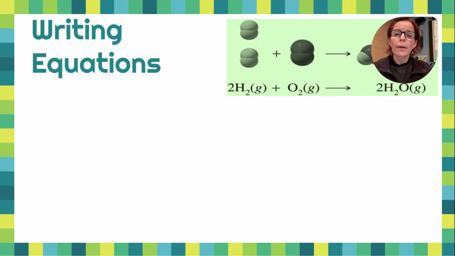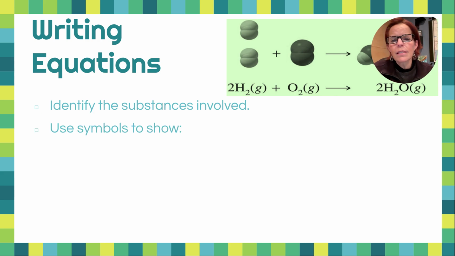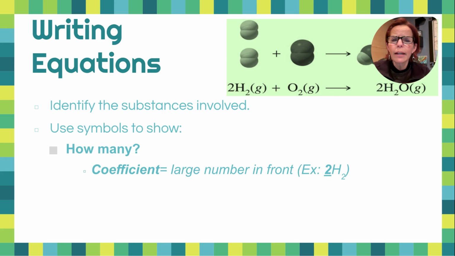Okay, writing equations. I don't know that you need to write anything down. Just listen and see if we can figure this out. So it says identify the substances involved. So in this equation here, we've got some hydrogen, we've got some oxygen, and we're making some water. Use symbols to show how many of the atoms you have. And now we're going to introduce you to a term that you do need to know. It's a new term, but I'm not sure you need to write it down again. If you can just use your brain, then you're probably pretty good.